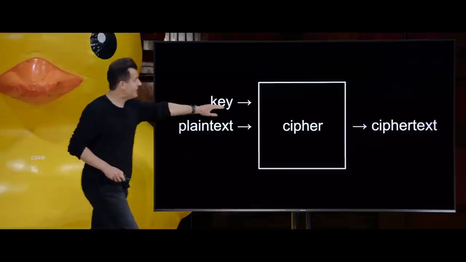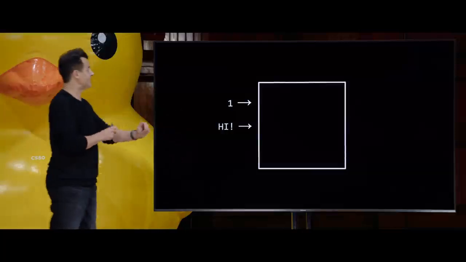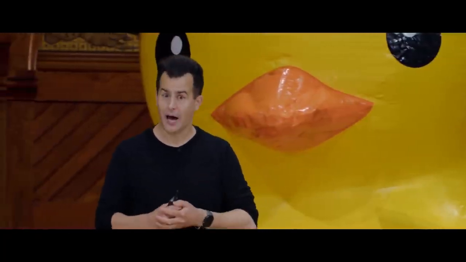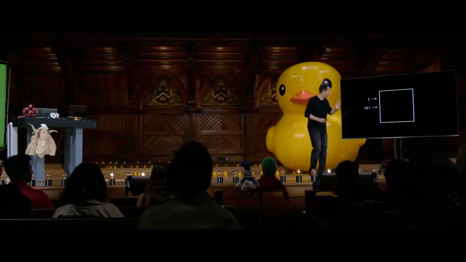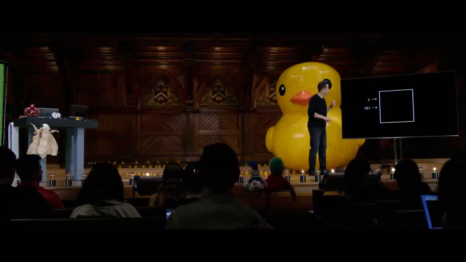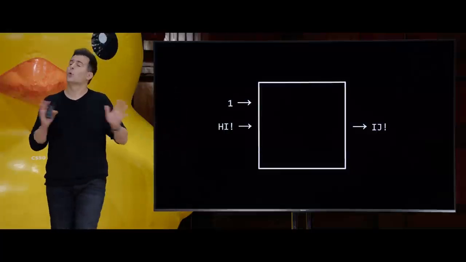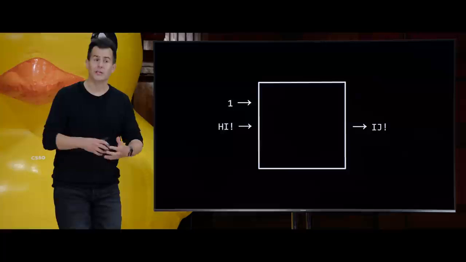Given the plain text and a key, we can encipher the information to spit out that ciphertext. So for instance, if the input plain text is "hi!" and the key, for the sake of discussion, is super simple, 1, what can we do? Well, the output would be "IJ!" if you are using an encryption algorithm known as the Caesar cipher.